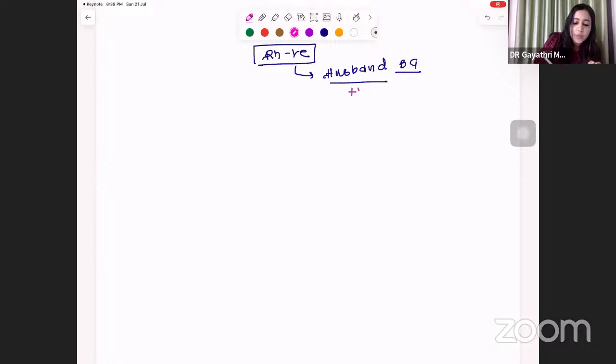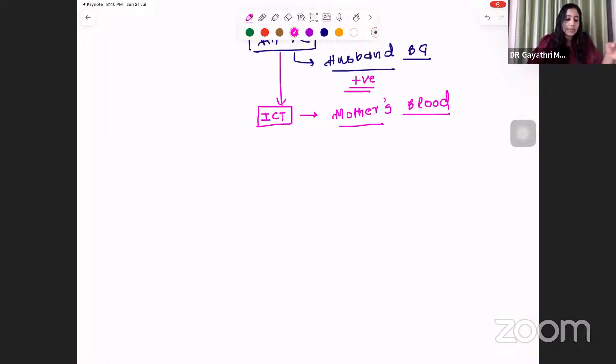If the husband's blood group is positive, there is a chance that the baby could be positive and there is risk of immunization. So if the husband's blood group is positive, the next thing that I'm going to do is ICT. What is ICT? Indirect Coombs test. Where is it done? It is done in the maternal blood. In the mother's blood, I'm going to do this ICT, indirect Coombs testing.